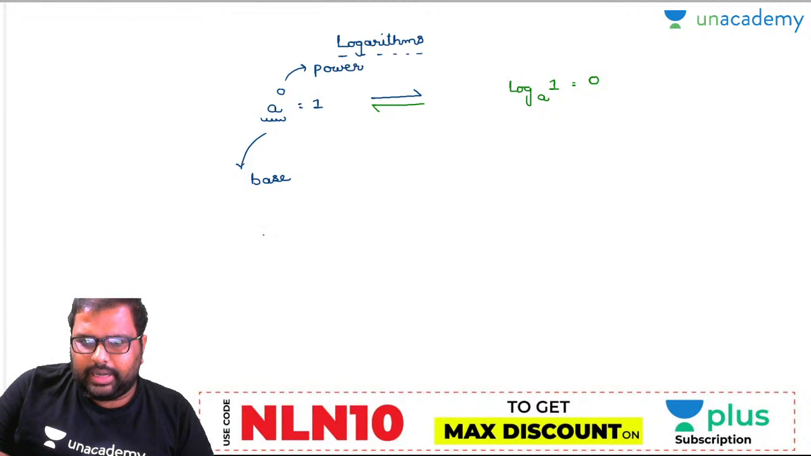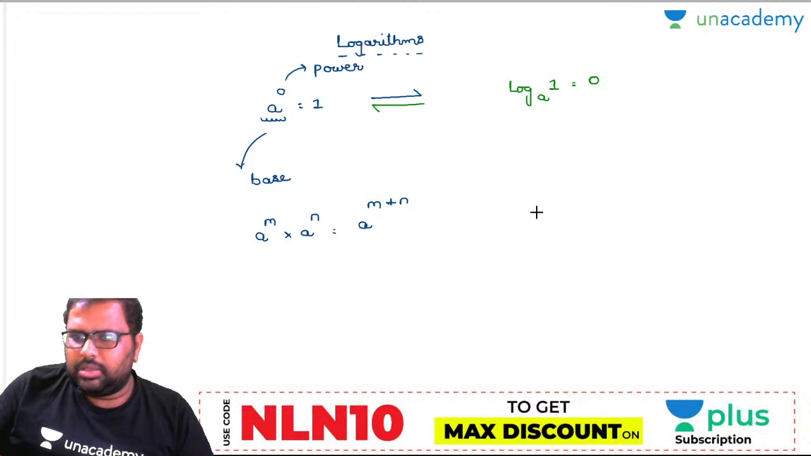Now see, can I write a to the power of m into a to the power of n as a to the power of m plus n? Am I right or wrong? Yes. And in logarithms, what happens here? Log m into n is nothing but what?